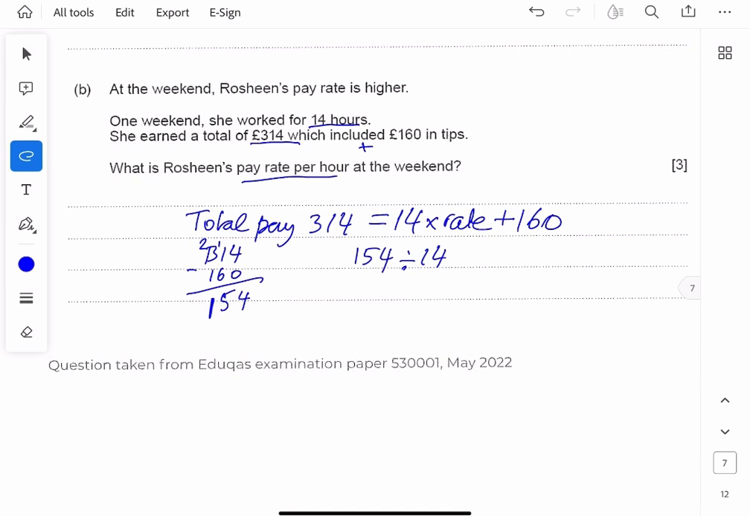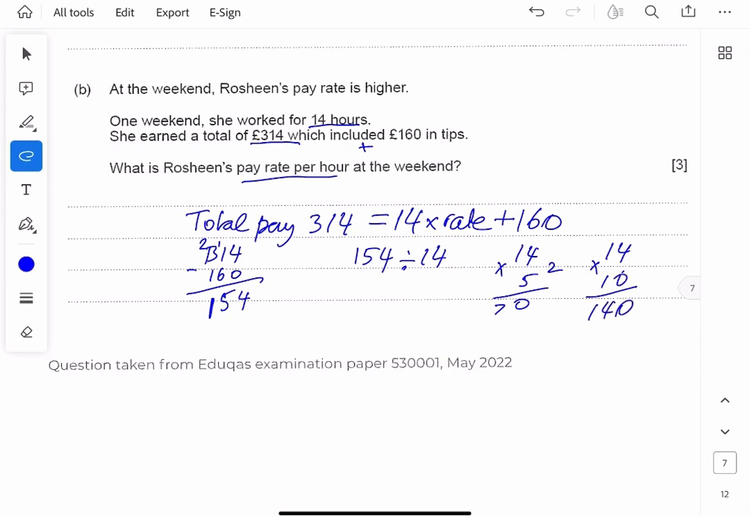You can use the bus stop method, or you can see how many lots of 14 you need to get to 154. You could do repeated addition, keep adding 14 until you get to 154, or better of course if you use the bus stop method, or you start with 5 or 6, whatever you think is closer to 154. You can avoid bus stop by multiplying a couple of numbers which are close enough to get you to 154.